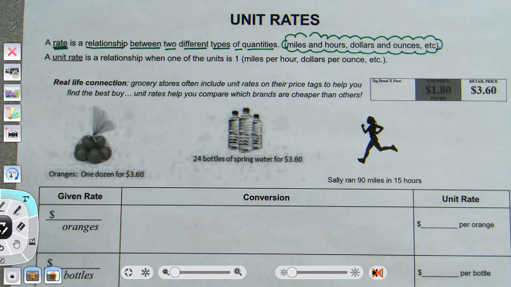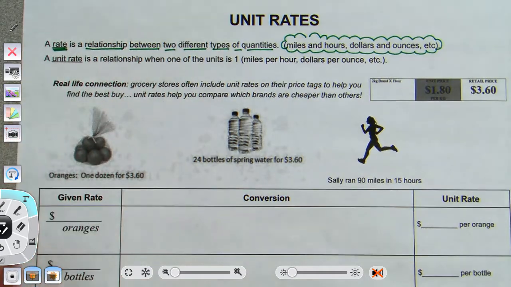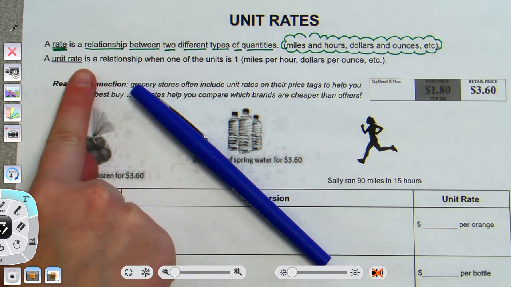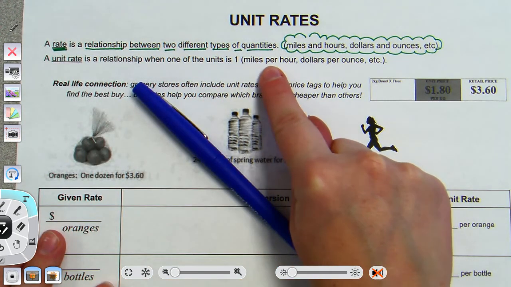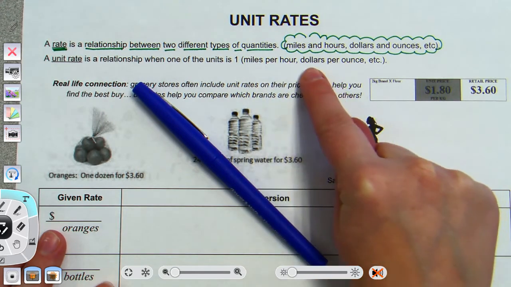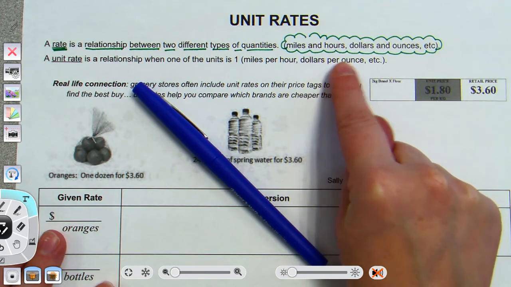Okay. Now, today we are going to do what's called unit rates. So let's learn about unit rates. I'm going to use blue for this in a moment. It says a unit rate is a relationship when one of the units is 1. For example, miles per hour. That means miles in 1 hour. Or dollars per ounce. Or how many dollars does it cost for 1 ounce?